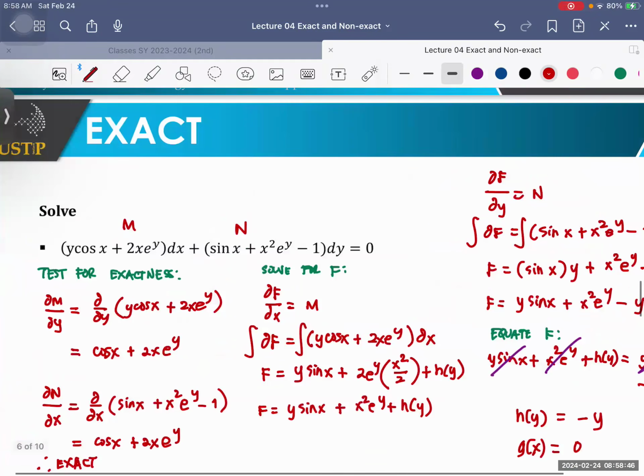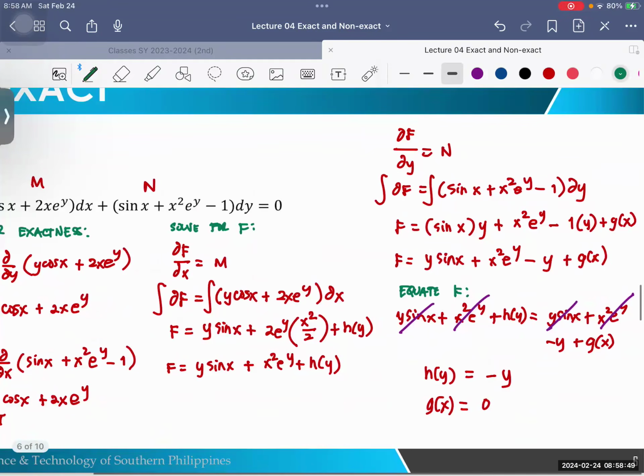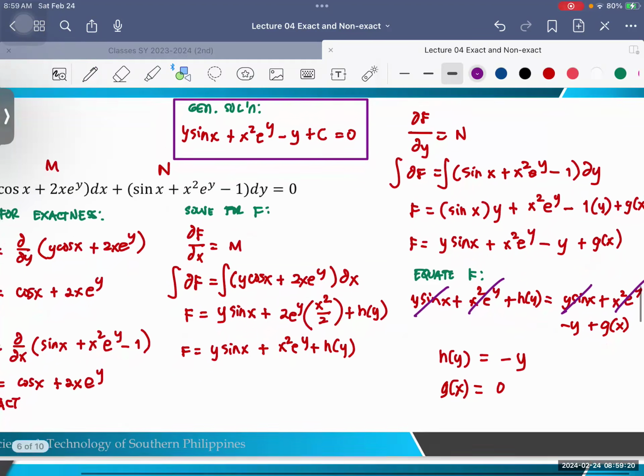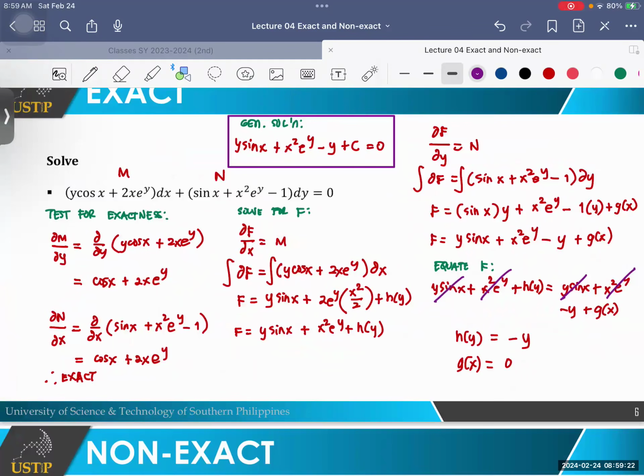Okay, so dili lang kay butang ang solution. The general solution would be, okay, again, either of the two, you have y sin x plus x squared e to the y plus a function of y. Negative y man diay ni, so negative y na to diretso. Plus katong c. Okay, equals 0. So this is now our general solution. Okay. So, that is for the exact na topic itong example.